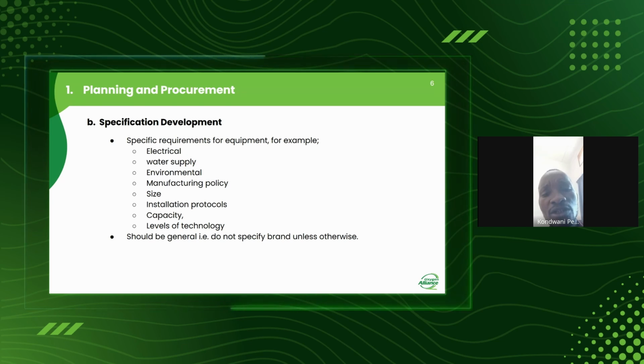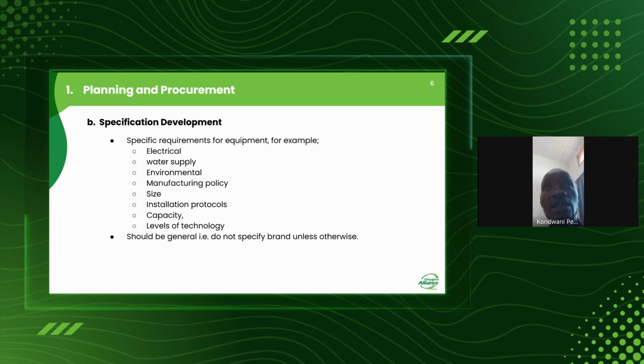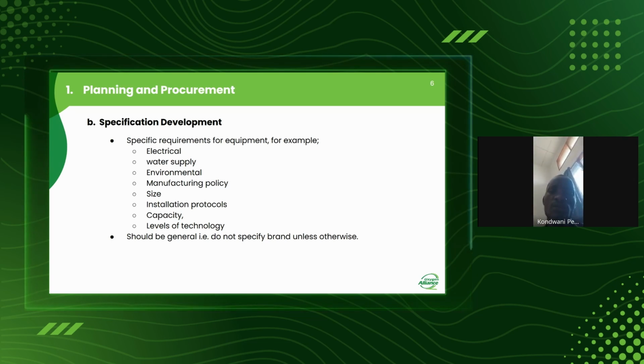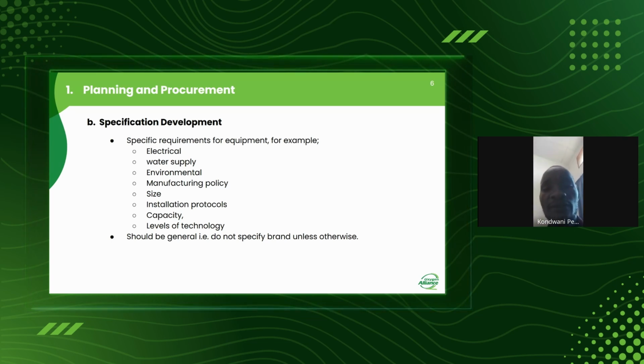Another important part we need to consider whenever we are carrying out our specifications is that, unless it is a single source procurement process, you need to generalize. In other words, you don't need to specify the brand. For example, you want to purchase a concentrator or a CT scanner. You can't say I want a Devilbiss concentrator or a Siemens CT scanner. I think that is not allowed. We need to be general enough. All right, so let's move to the next point.